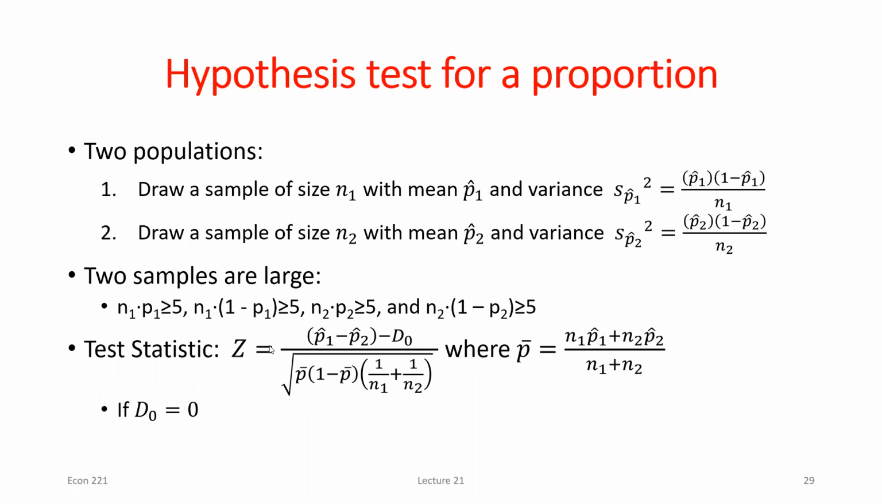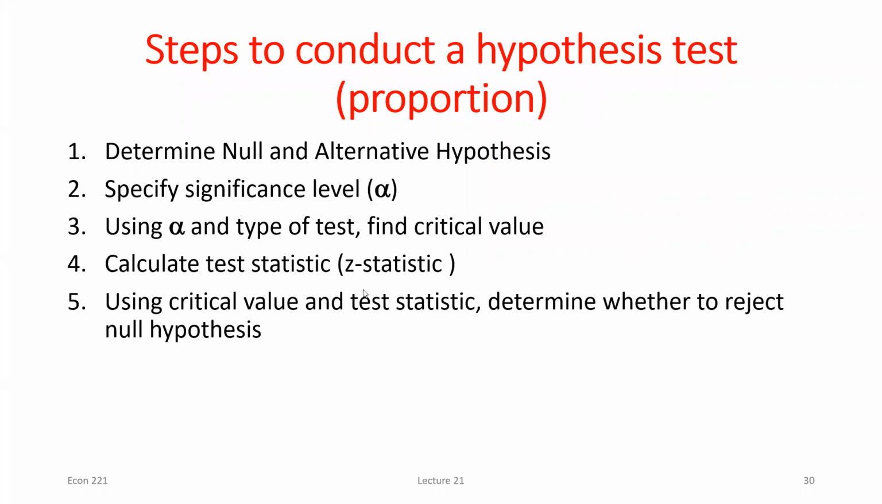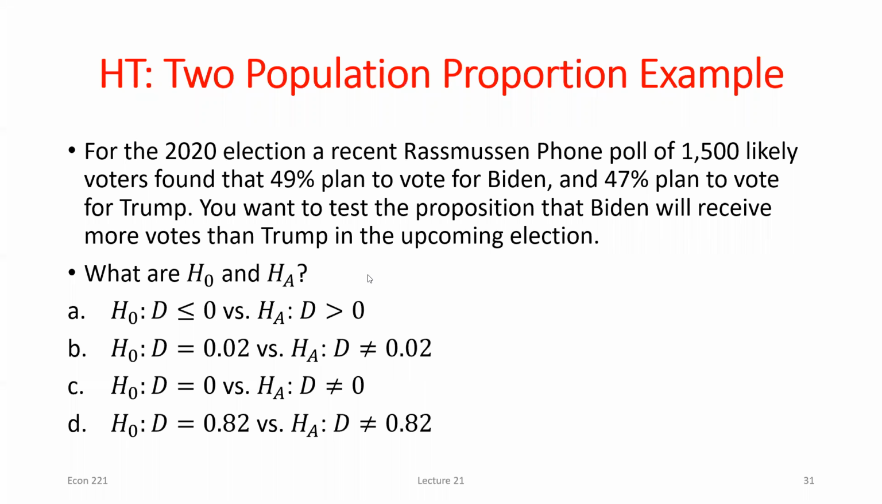So once I know that this is my test statistic equation, everything else is exactly the same as what we were doing with two sample mean differences. All the steps are exactly the same. It's the exact same steps we had before. So let's work through an example.